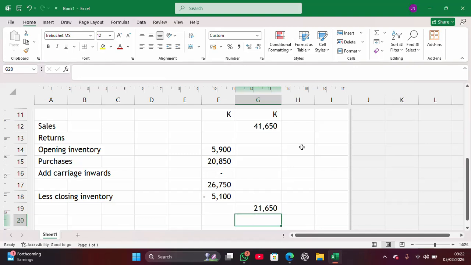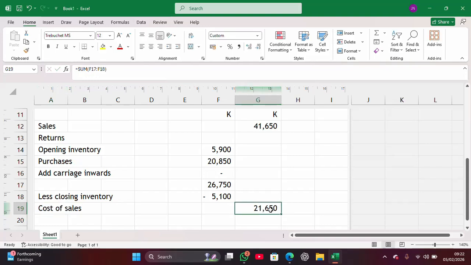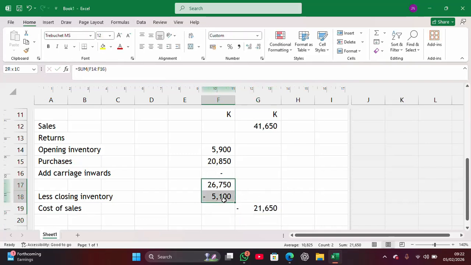So now we're going to go and get our so-called cost of sales, or cost of goods sold, as the case might be. Ideally, this number must be a minus 21,650. So I'm going to put it as a minus. I said 21,650, right? Yes.